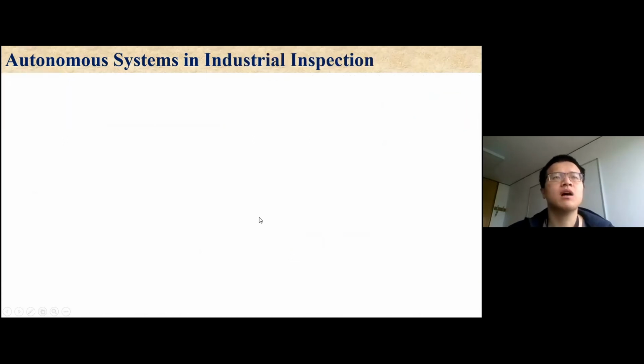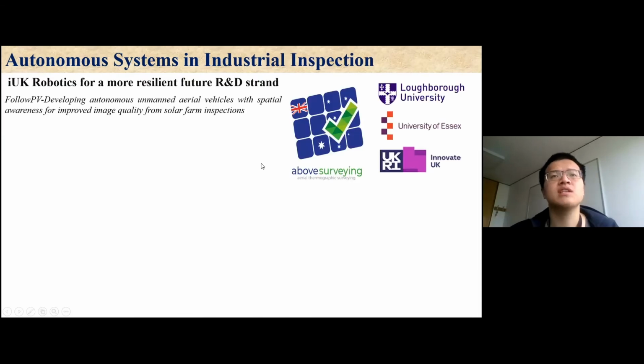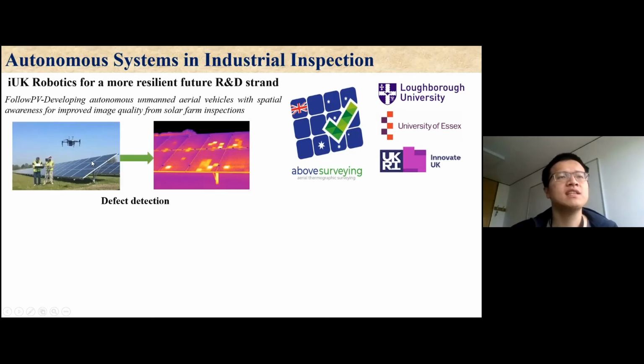So the next example of an autonomous system is in industry inspection. Recently, I'm working with about 3 companies at Loughborough University. We have one Innovate UK project entitled Follow PUA, developing autonomous UAV with spatial awareness for improved image quality for solar farm inspection. In this project, we developed an autonomous drone imaging system to automatically collect high quality data for the solar farm and detect its defects.